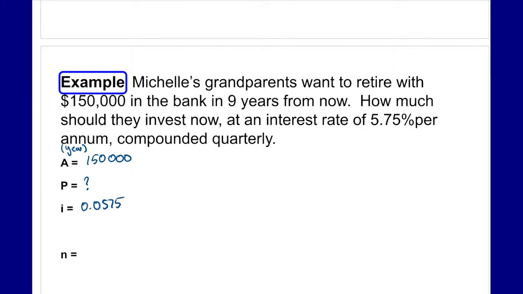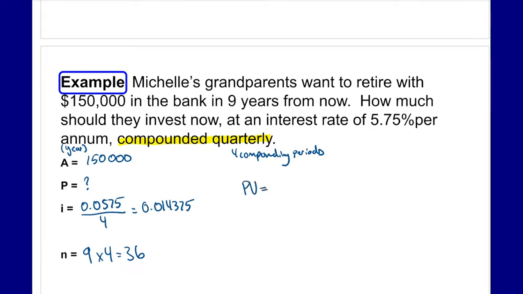The I is 0.0575, but because it's compounded quarterly, which means 4 compounding periods, we take that rate and divide it by 4. We get 0.014375. And for n, we take 9 years, multiply by 4 periods per year, which gives us 36 total compounding periods. Now, you might be tempted to round that I value. I would not, because by rounding it, you may lose out or get an incorrect amount of money that you might have to save. So you want to keep the exact value.